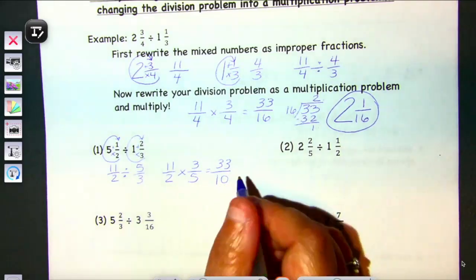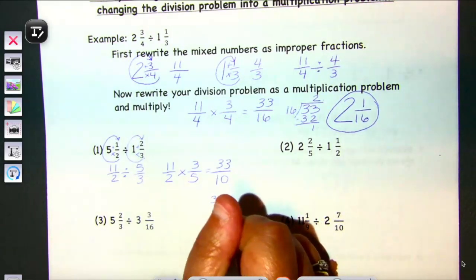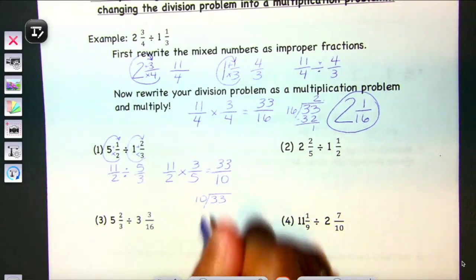So we need to change this. So we need to do 33 divided by 10. Well, how many times can 10 go into 33?